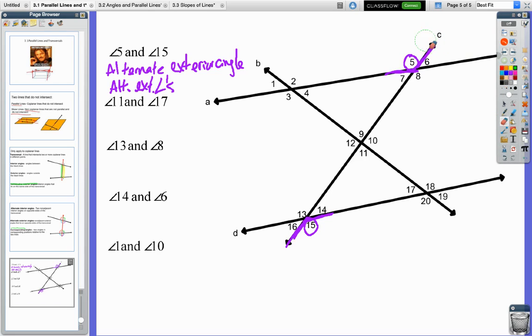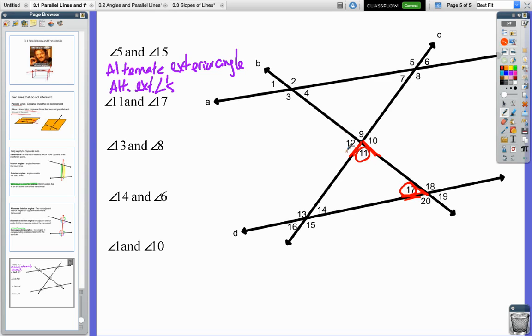Let me erase this. All right, next one, 11 and 17. So there's 11 right here and 17 right here. The transversal in this case will be B. This is a transversal. It travels between the 2 angles. And then we've got B and C, and then we've got B and D.